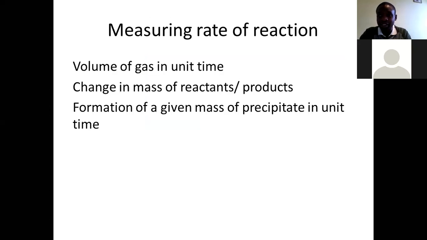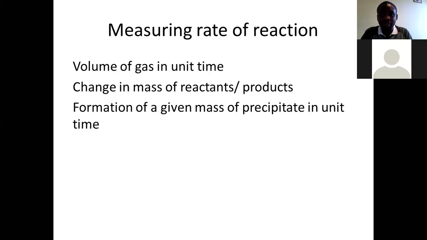The rate of the reaction is basically the speed at which a reaction is taking place, and it is basically the reciprocal of the time which a reaction takes. There are some reactions which take a long period of time to come to completion, and some reactions which take a short period of time.